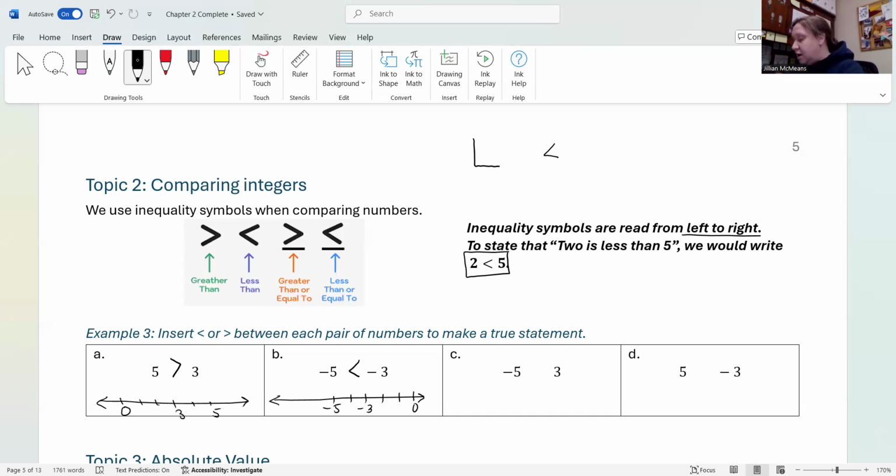Okay, well, let's go ahead and draw this on a number line just for the sake of practice. So I'm going to put my 0, my 3, my -5, and we can see very clearly -5 is to the left of 3. We know that -5 is less than 3. So I'm going to throw in a less than symbol.